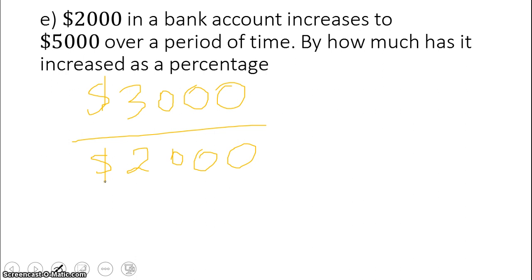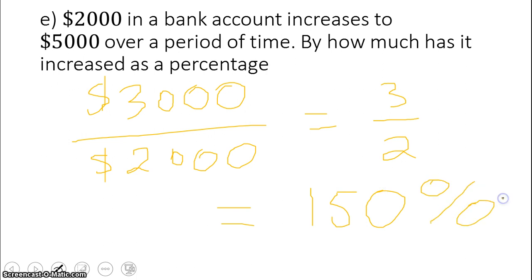So the increase, we can simplify that fraction down until we get 3 out of 2. And to change that into a percentage, we end up with 150% increase. And that's it for all our extension enrichment questions. I'll leave you to it.